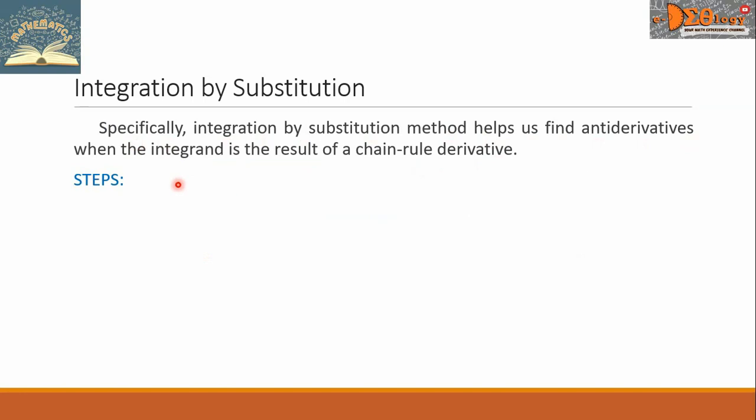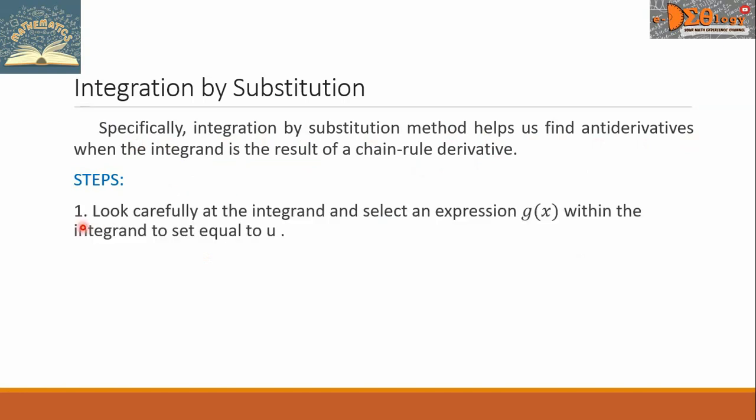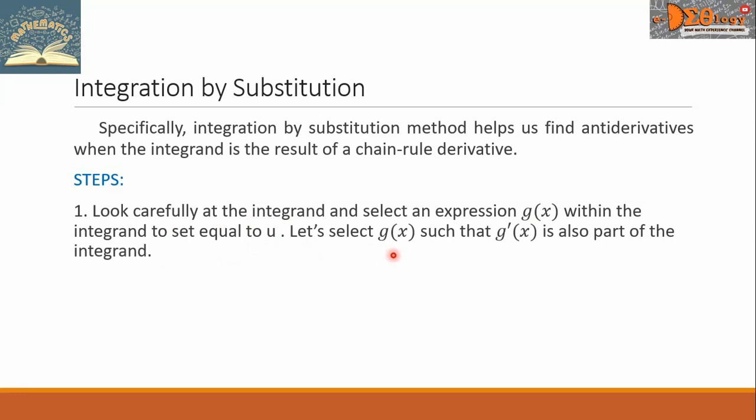Here are the steps. Step 1. Look carefully at the integrand and select an expression g of x within the integrand to set equal to a variable u. Let's select g of x such that g prime of x is also part of the integrand.